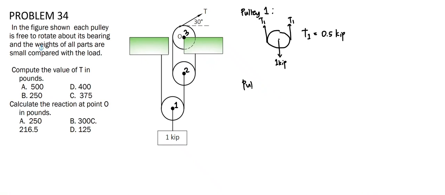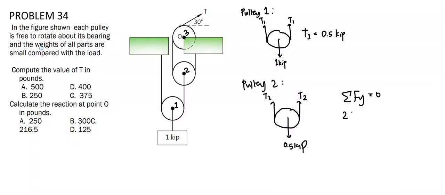So we have pulley 2. In pulley 2, we have a force of 0.5 kip that comes from the tension from pulley 1. And we have two unknown forces, let's call this T sub 2, that are both equal. So by taking summation of forces vertical equal to 0, we have 2 T sub 2 minus 0.5 kips equal to 0. So let's move the 0.5 kip to the right, and then divide both sides by 2. We get T sub 2 equal to 0.25 kips.